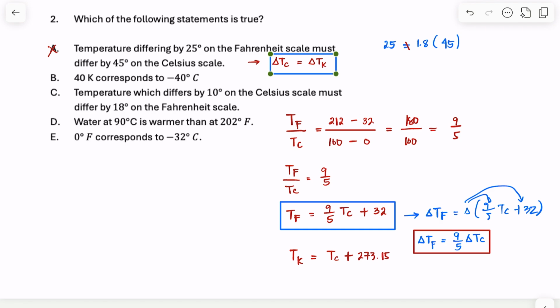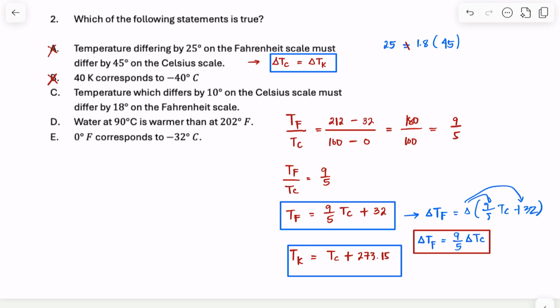It does not say that the Celsius reading is equal to the Kelvin reading. Rather, it says that the change in the Celsius reading is just equal to the change in the Kelvin reading. So this one might look correct, but it is not. 40 Kelvin corresponds to negative 40 degrees Celsius is not correct. Another way of thinking about it is simply looking at the conversion factor. There is no way that when you plug in, this will become 40 K and then negative 40, that this will be satisfied. So that's clearly an incorrect statement.